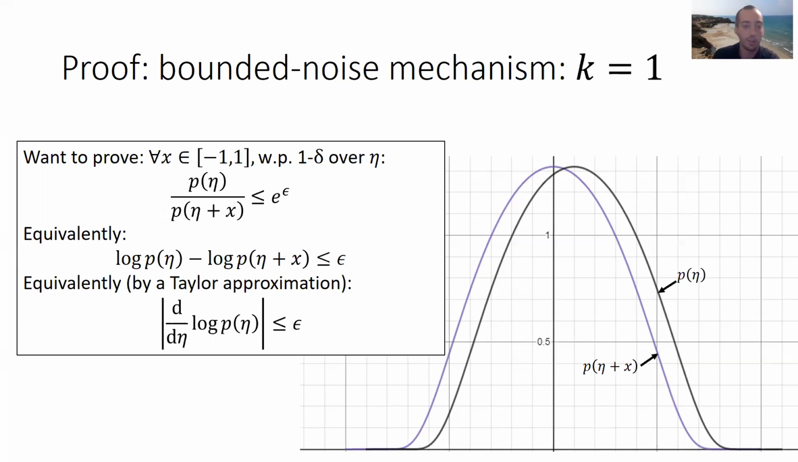So we can approximate it using just the first order Taylor series. And then it suffices to bound the derivative at eta in absolute value by epsilon. So in fact, we want to bound the derivative times x by epsilon. And we also have an error term that corresponds to the second derivative that I didn't put in this slide. So if we can show that the derivative of the log probability is small with high probability over eta, then we are good for k equals one. Any questions?